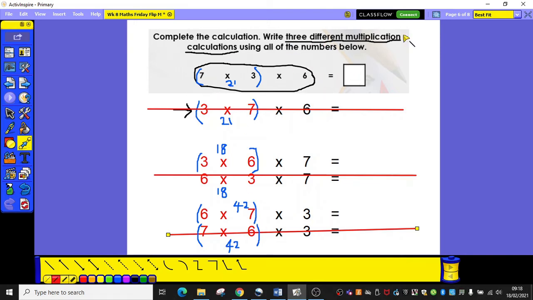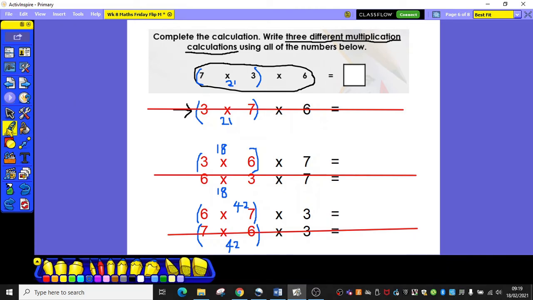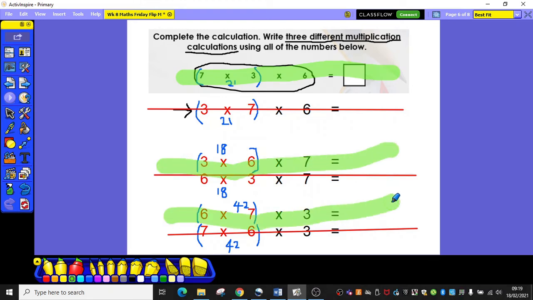So write 3 multiplication calculations. Well, there's one, 7 times 3, then times by 6. Here's another one, 3 times 6, then times by 7. Here's another one, 6 times 7 times by 3. Okay. Now, at this point, you need to then solve the calculations. Now, looking at those then, I guess we do work out calculations differently. So it's very much an individual basis. Which one would we find the easiest to do?